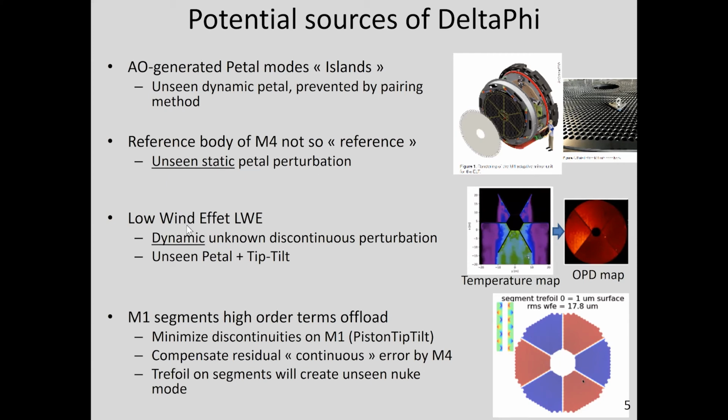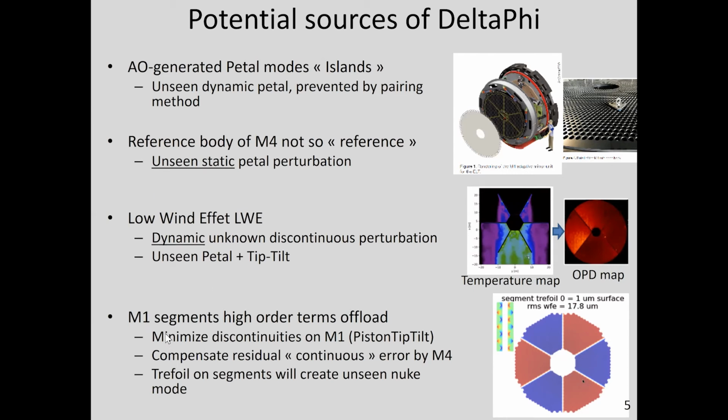Another source is the famous low wind effect. That's an opto-thermo-mechanical effect introduced around the spiders of the telescopes that has first been seen on the VLT. This is a pupil of the VLT actually. That translates into a dynamic and unknown discontinuous perturbation. So today, what we say is that it is composed of petal and tip and tilt for each of the segments here. This is a rough approximation, but it is very large and evolving with time. So this is really a problematic term.